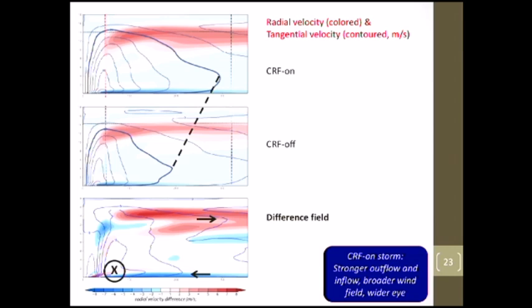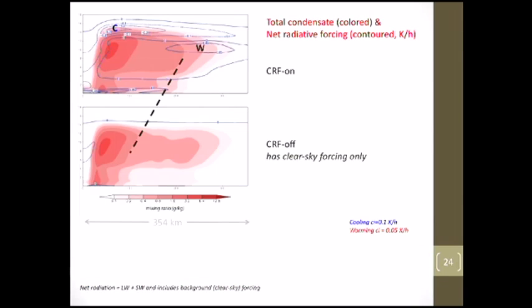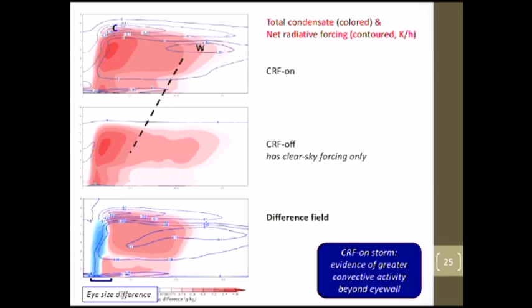Okay? And the same thing is true of the condensation field. CRF-on at the top, CRF-off, this is clear sky forcing only. So when I subtract the two of them, I can see there's more condensation out to a greater radius. Okay, in the CRF-on case, there's greater convective activity at outer radius. This may seem strange here to see this blue colored here because I'm subtracting two fields that are positive definite, but it's because there's an eye size difference. The eye here is narrower for CRF-off than for CRF-on. And so when I subtract the two, there's a negative difference in the condensation field.